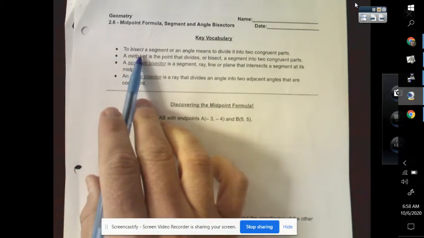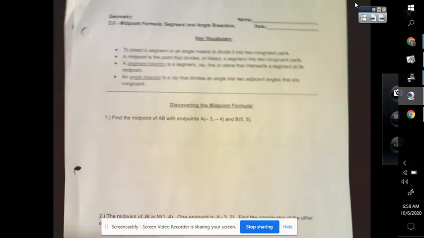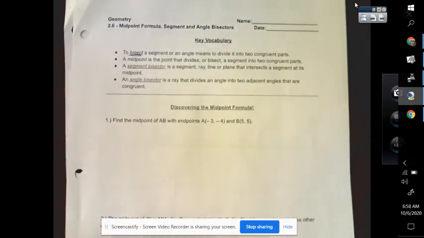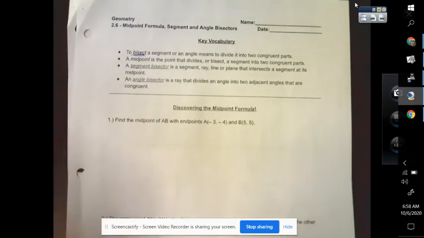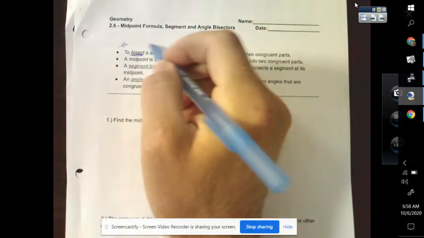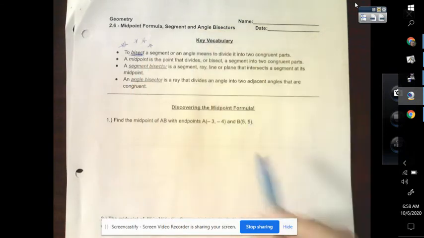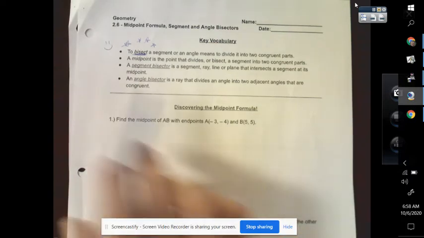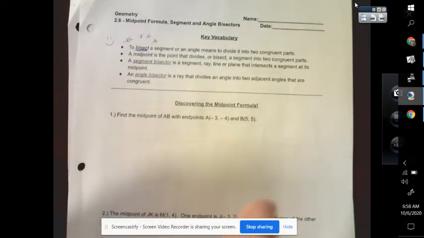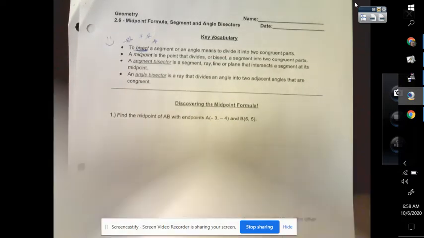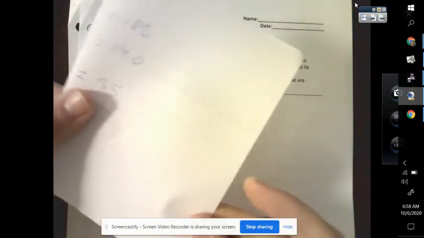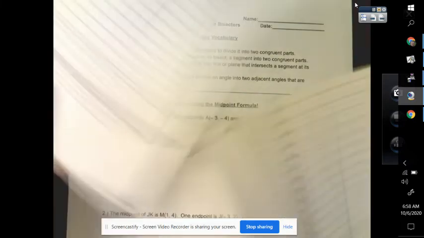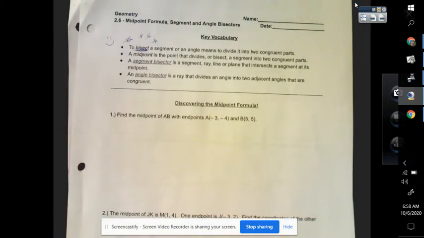To bisect a segment or an angle means to divide it into two congruent parts. We are going to use this word for the remainder of the year. This is a very important word, so make sure you put little stars beside it, put a little smiley face, whatever. But bisect is two congruent parts. It's like if I took this piece of paper, folded it over, and ripped it right down the middle. I bisect it right down the center. That's all we're doing.